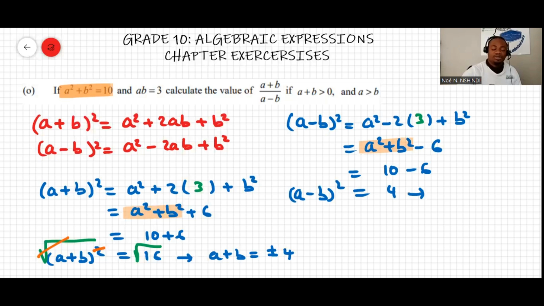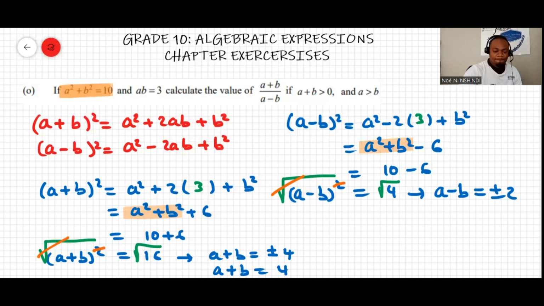Now to calculate the value, we need to square root this side and that side, and then we have a minus b equal to plus minus 2. You know that the square root cancels the power of 2. Now it is said we have two conditions. They say that a plus b is greater than 0. Here we have two answers, the positive 4, negative 4. Because it is greater than 0, it cannot be minus 4. So this is equal to plus 4.